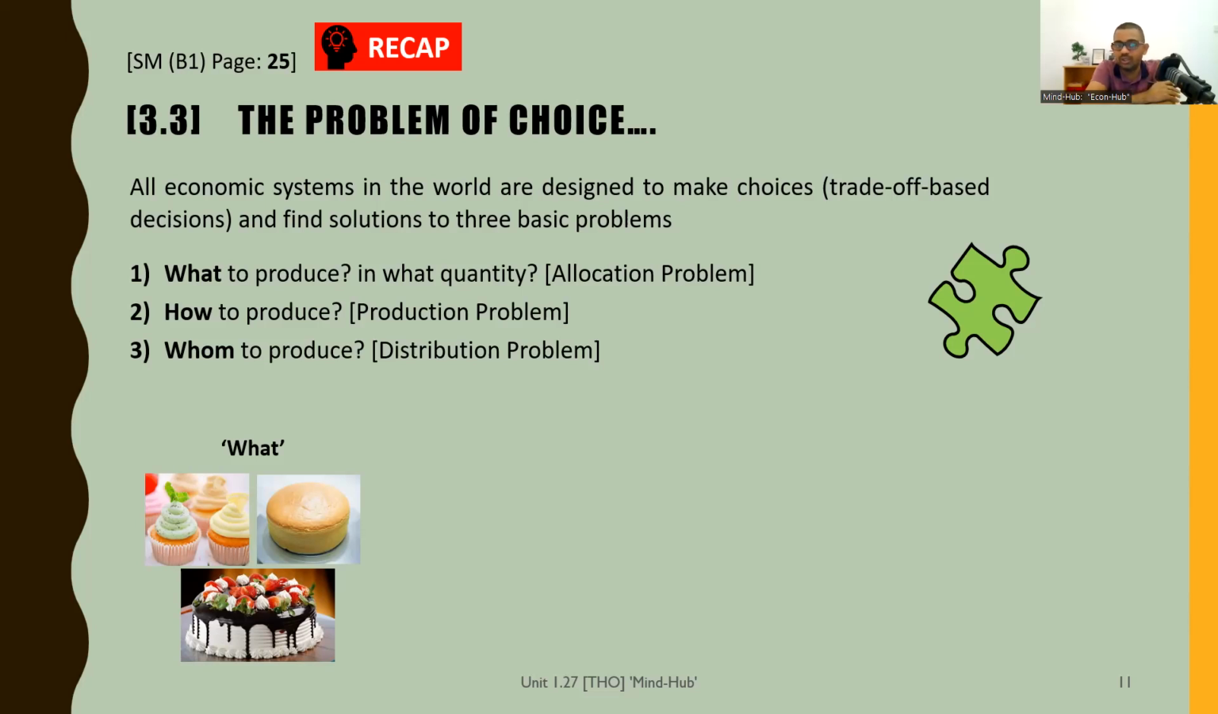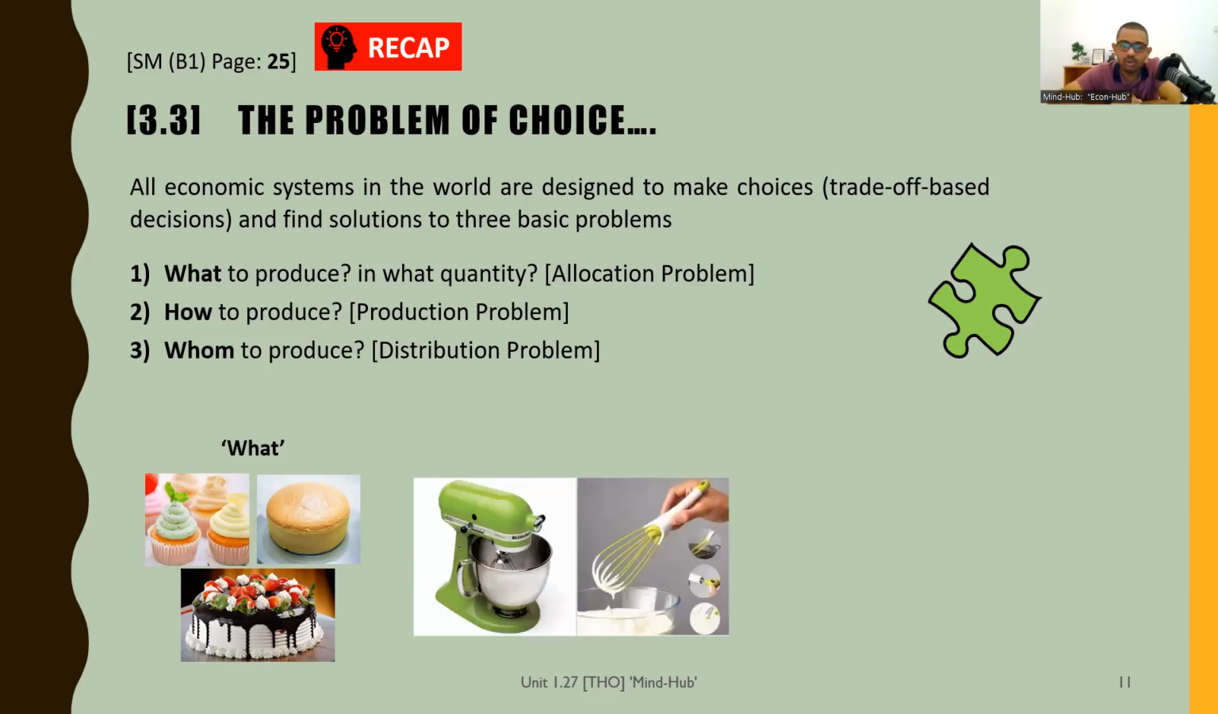What to produce? Because we don't have enough resources to produce all the goods and services. We can't produce all of these types of cakes. We don't have the resources. Trade-off. Choice has to be made. Get it? Something has to be given up. Right. What to produce? Are we okay? Very simple. Don't overthink. Then second problem, how to produce.